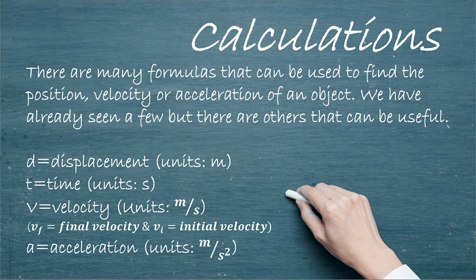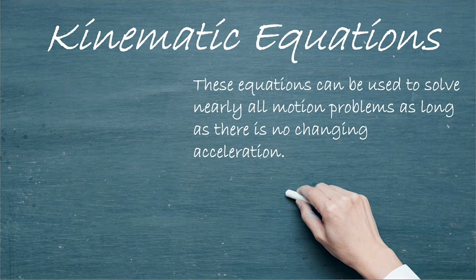And the last variable we're going to talk about is acceleration. We use the letter A to talk about acceleration, and the units for that are meters per second squared. So we have these equations that we use that are called the kinematic equations, and these are used to describe the motion of objects.